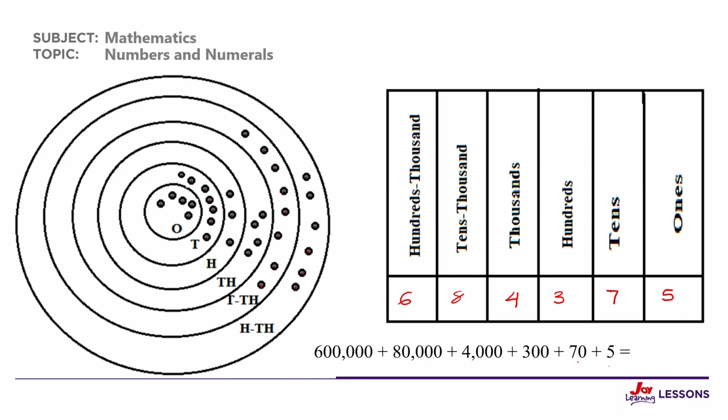After throwing our marbles into this number wheel chart, what is going to be our answer? If we put all these numbers together, very good. So we are going to have our answer to be 684,375. Very good. So that is going to be our answer over there.